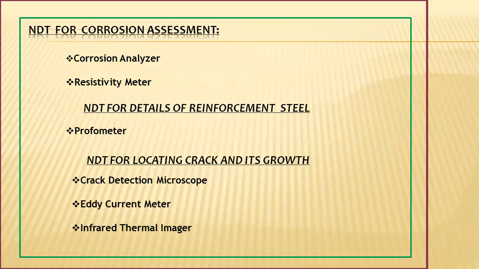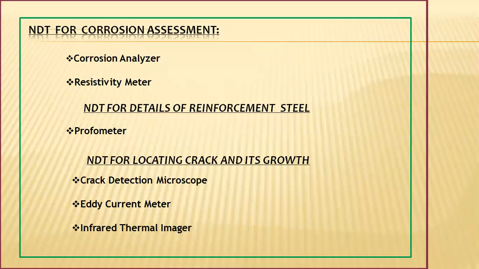For getting the corrosion assessment in the case of NDT, the resistivity meter and corrosion analyzer play a major role in identifying the corrosion levels within the ferrous content of objects that we are utilizing in manufacturing. Then for details of the reinforcement steel, we prefer the profometer for identifying the strength of the steel that we will be utilizing in manufacturing.